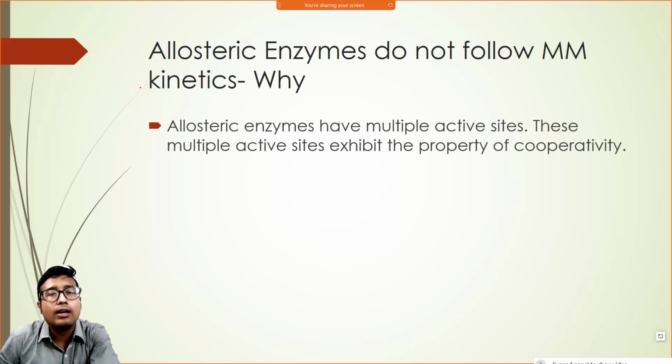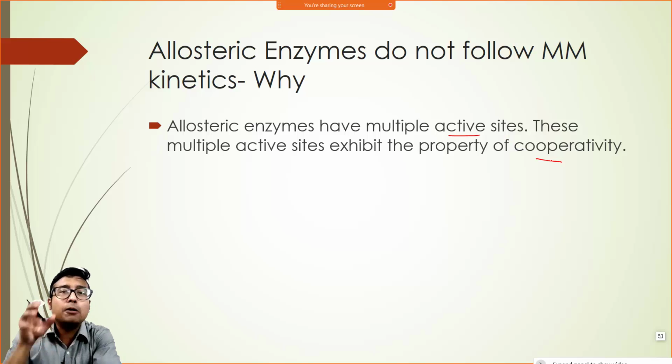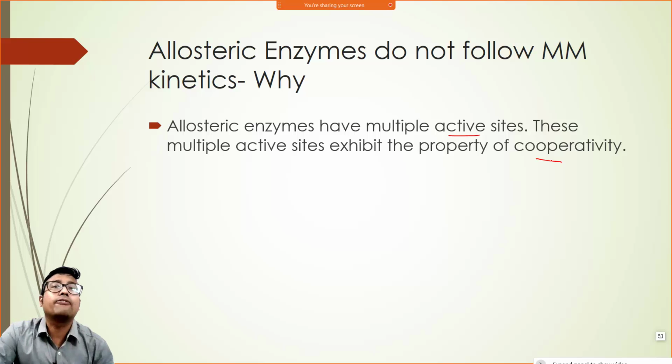In case of allosteric enzyme, and that active site is single in case of normal enzymes, allosteric enzymes have got multiple active sites, and this leads to the phenomena of cooperativity. It means binding of substrate to one active site increases the activity of enzyme. So enzyme activity is not directly dependent on substrate concentration. The equation is not linear.